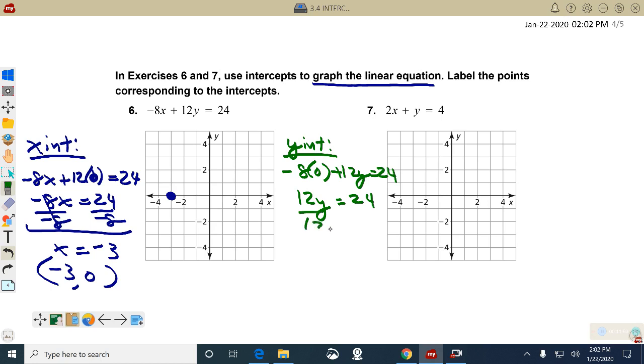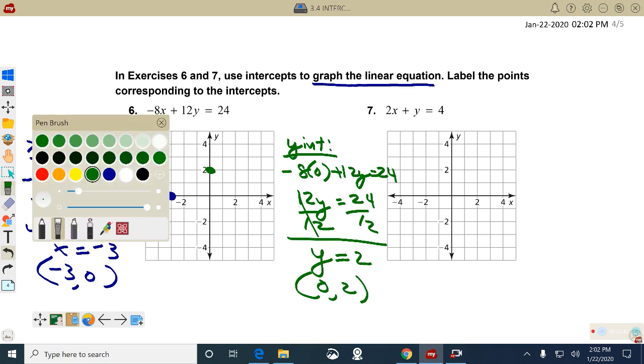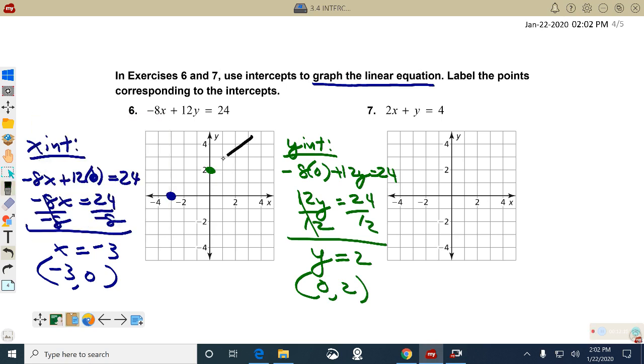So let's divide by 12. Y then is 2, so the y-intercept is going to be, watch this, x is 0, y is 2. Let me plot that. 0, 2. Look at that. Let me draw a line through that, and we've graphed it. Rocking and rolling. I found the x-intercept in blue, y-intercept in green, drew a line through them, and we graphed it.